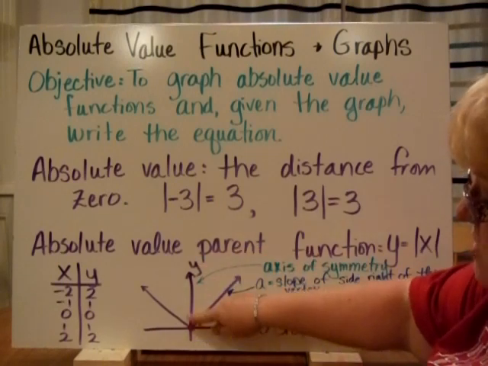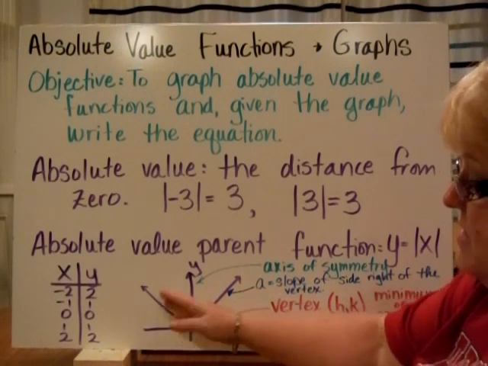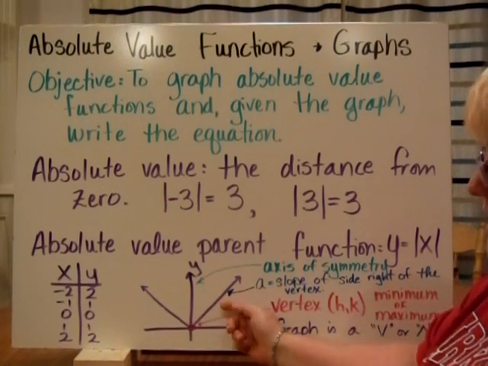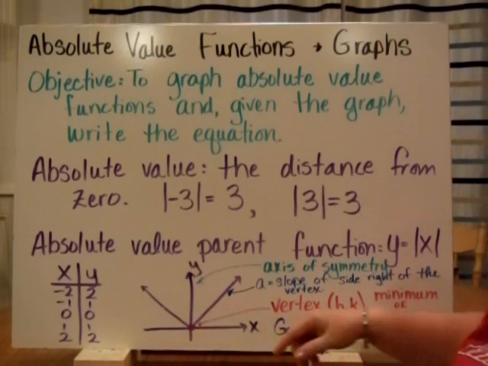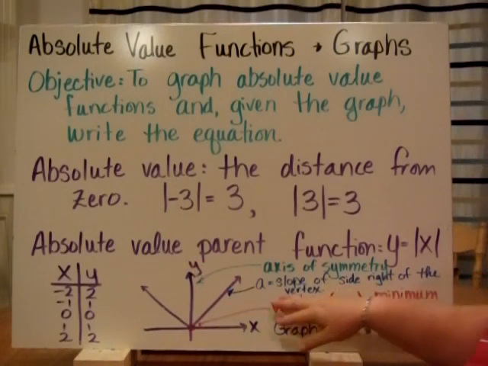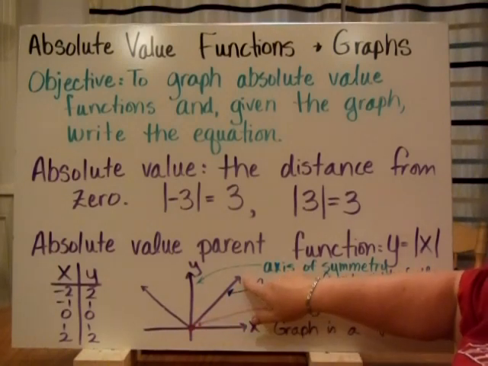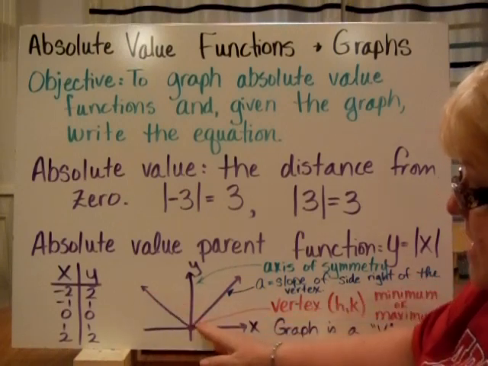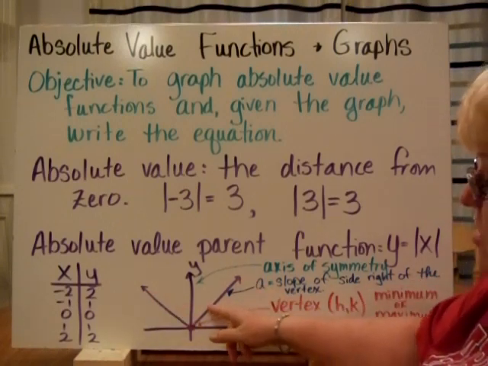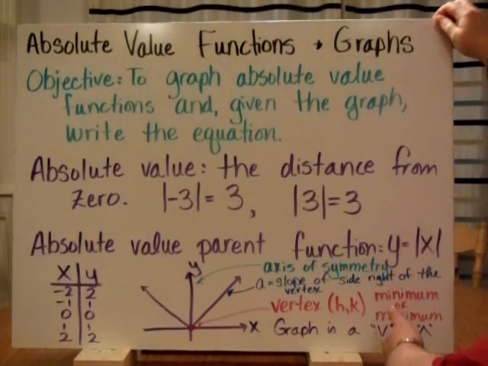Your axis of symmetry in this graph is your y-axis, because if we flip this over, it would be exactly on top of the other side. We could cut it in half, fold it, and it would be exactly the same. And A is the slope of this line, which is the right branch of the graph. So here's your vertex. This would be the left branch. This would be the right branch.